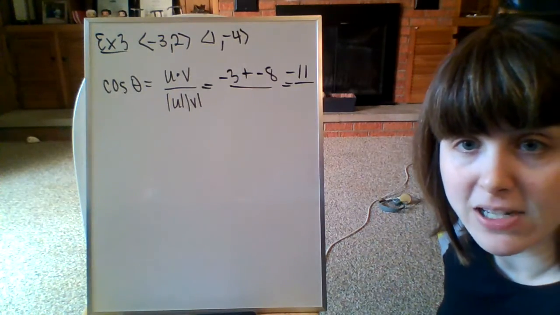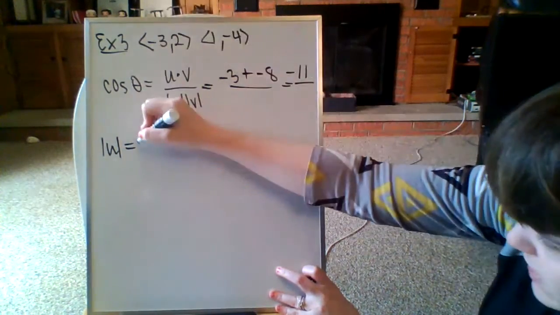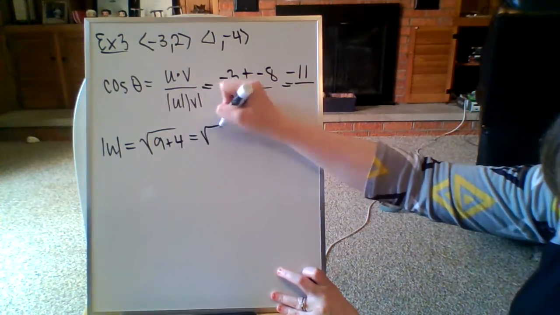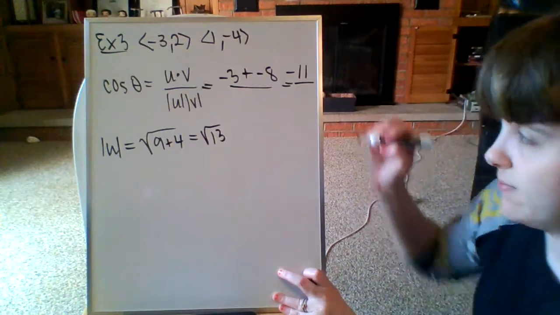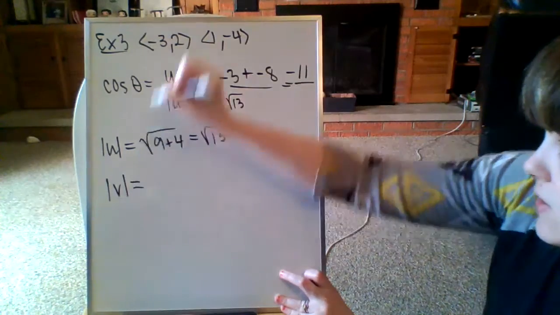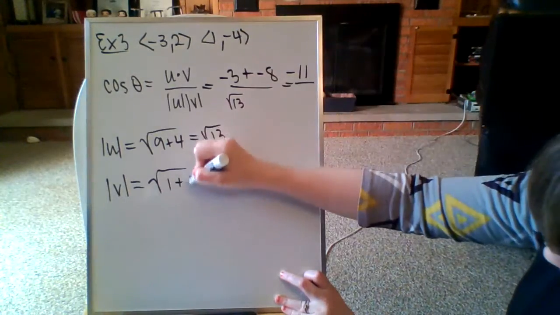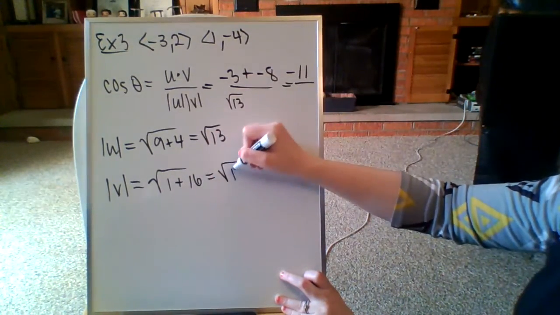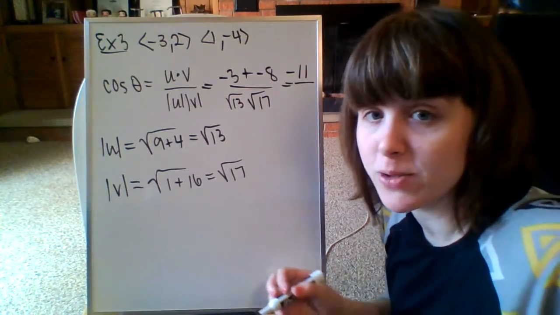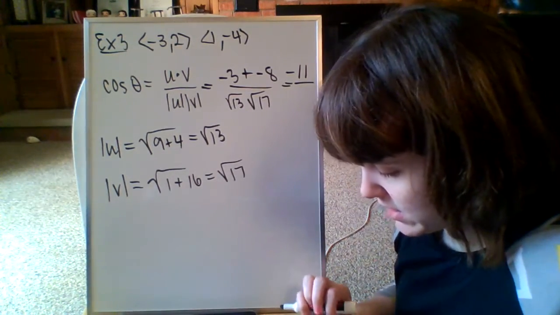Alright, so now we're going to find the magnitude of u and v. So magnitude of u, -3 squared is 9, and 2 squared is 4, and 9 plus 4 is 13. Sorry for the crazy slanting. Alright, magnitude of v, 1 squared is 1, and -4 squared is 16, so this part equals the square root of 17. Okay, so now, if you remember from last problem, we're going to multiply 13 and 17. So 13 times 17 is 221.